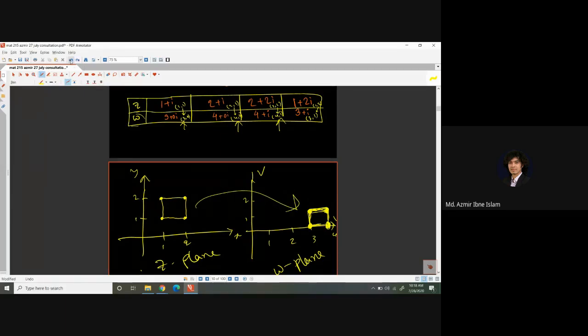Or we can say individually, this point, that is the 1, 1 point, is mapping to 3, 0. So we can use another different color. So the 1, 1 point is mapping to this.